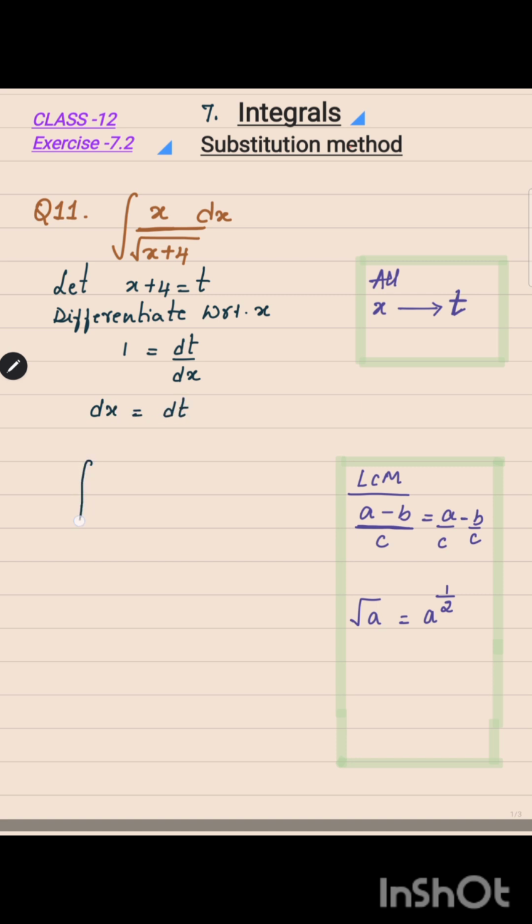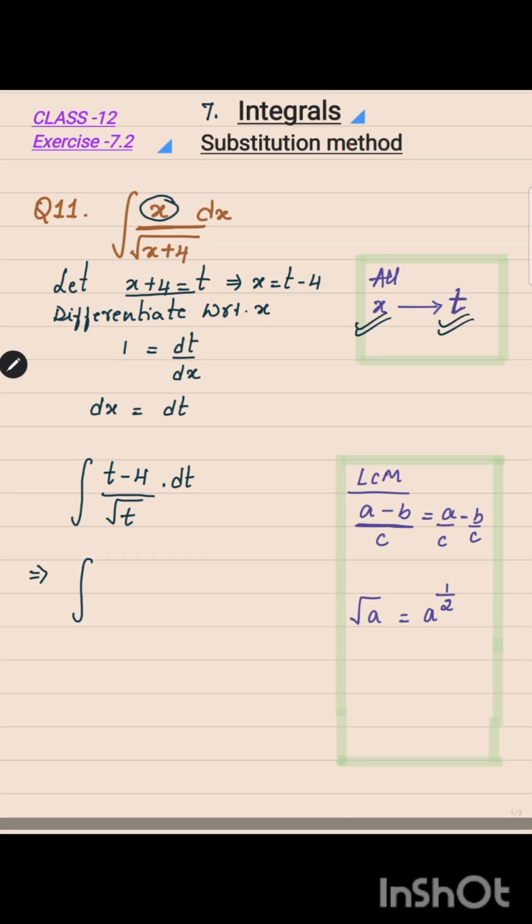Now let us substitute in the given question. In the denominator we will write square root of t, and in the place of dx we will write dt. But what do we have to write in the place of x? If we observe here, x plus 4 is equal to t, right? So this implies x will be equal to t minus 4. So in the numerator we can write t minus 4. Integral of t minus 4 by square root of t.